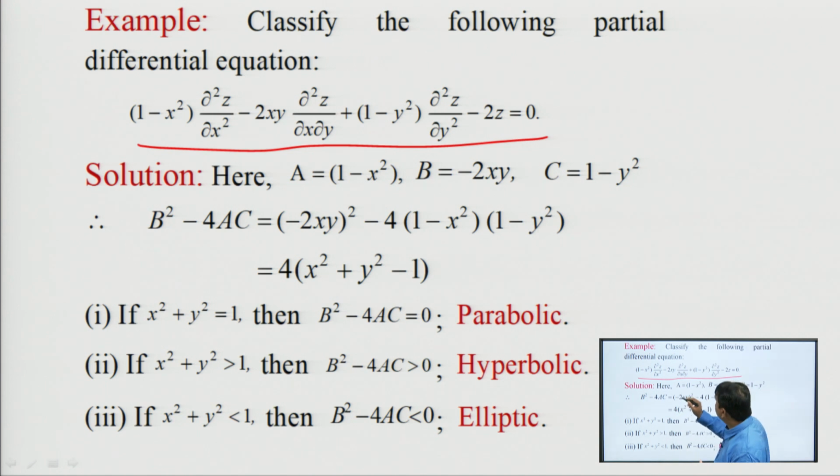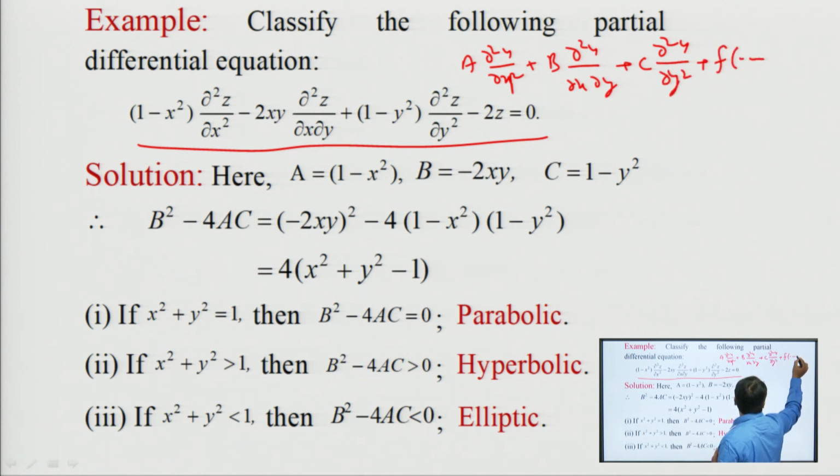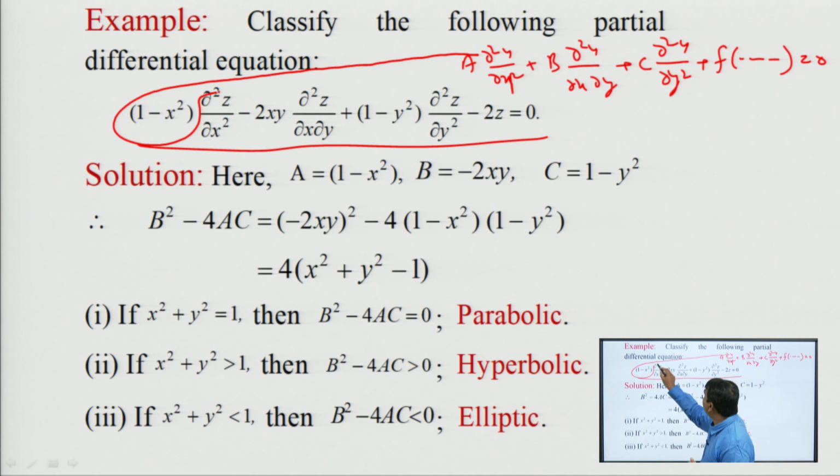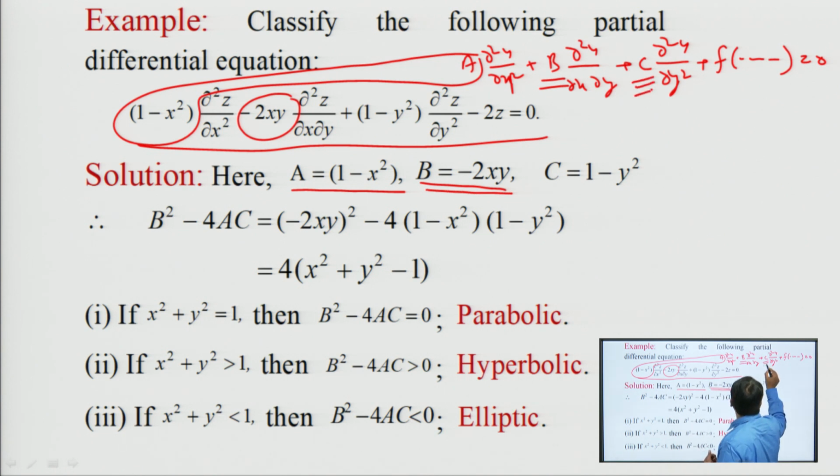So, in this differential equation, if we compare it with a del 2 u by del x square plus b del 2 u by del x del y plus c del 2 u by del y square plus the lower order terms equal to 0, then a is equal to 1 minus x square, b is equal to minus 2 x y, and c is equal to 1 minus y square.